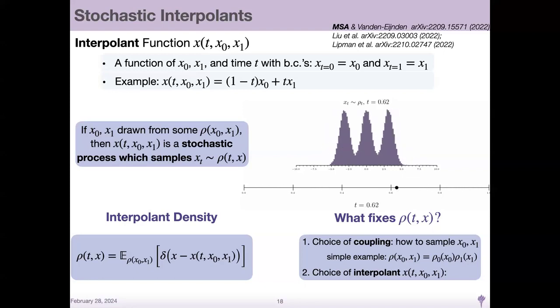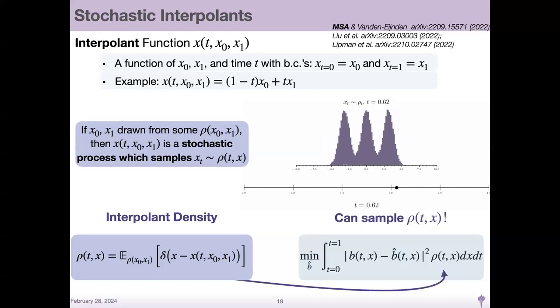And what's going into this definition of rho t(x)? This is the object we needed. Well, one is we've chosen a way to couple, the x0 and x1 that we've drawn. And the other is the choice of the interpolant function. Here I chose a really trivial one. But these are the two knobs we have to decide how we're going to connect two densities and draw samples from the path along those connections.